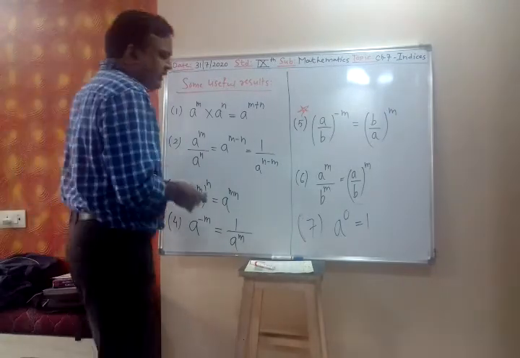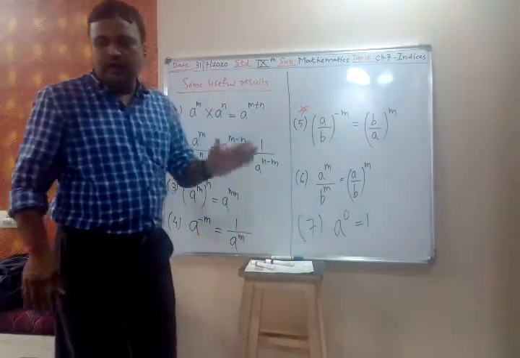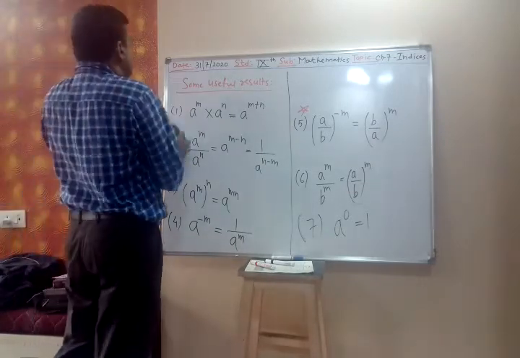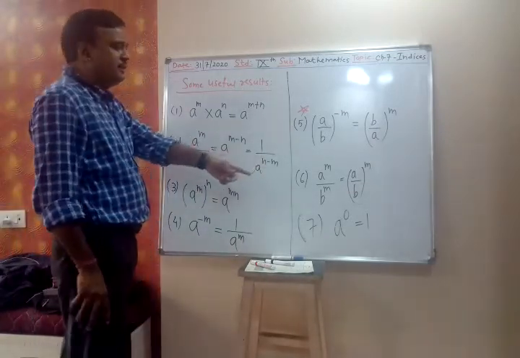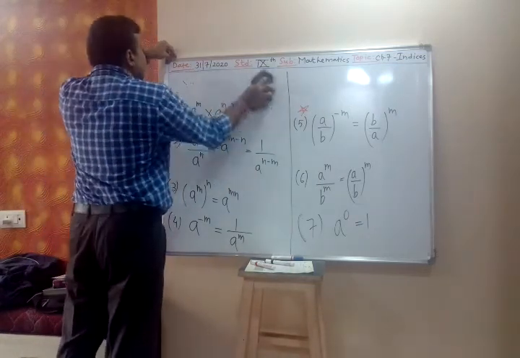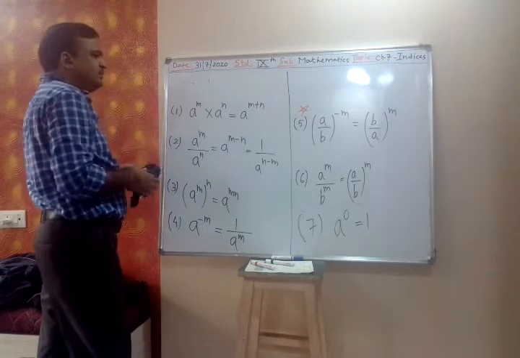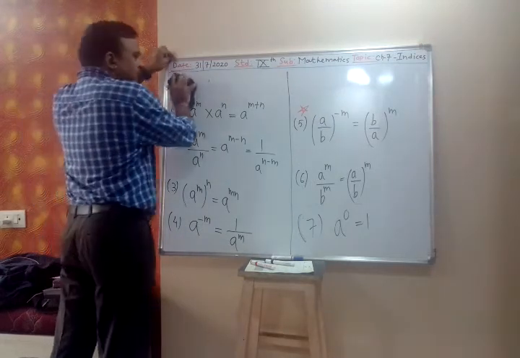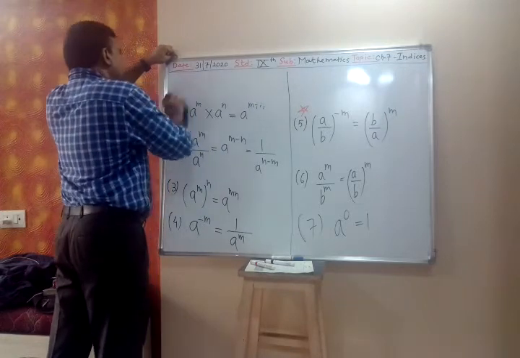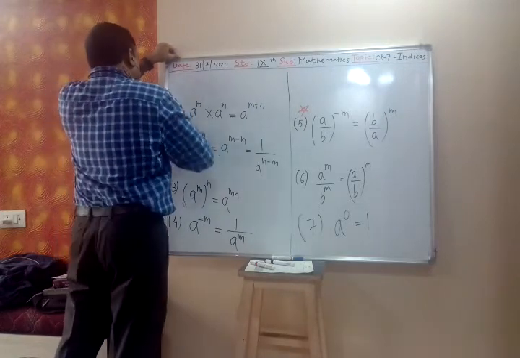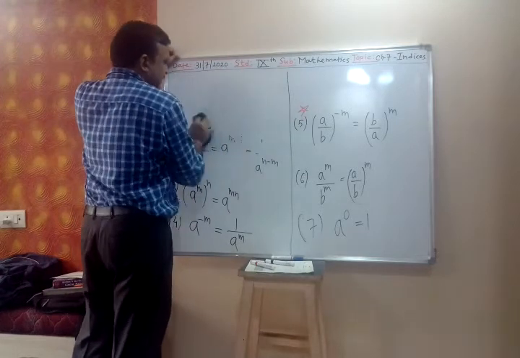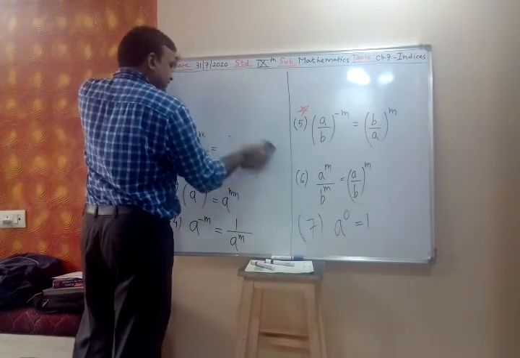Yes, 7 raised to 0 will be 1. 1 lakh raised to 0 will be 1. 10 lakhs raised to 0 will be 1. Whatever the number, even minus 16 raised to 0 will be 1. So whether the number is positive or negative, because the power is 0, the value of that becomes 1.